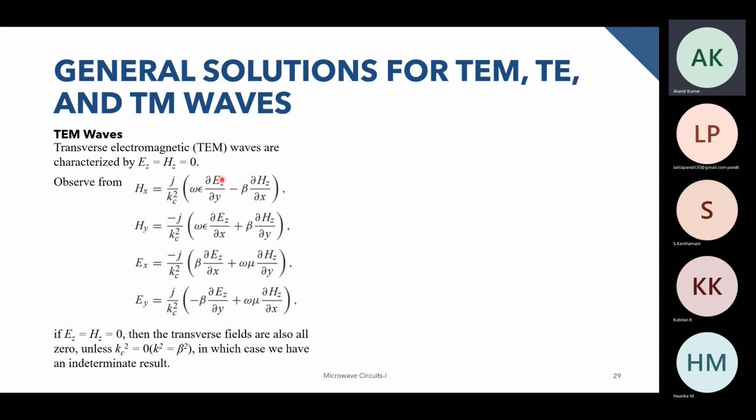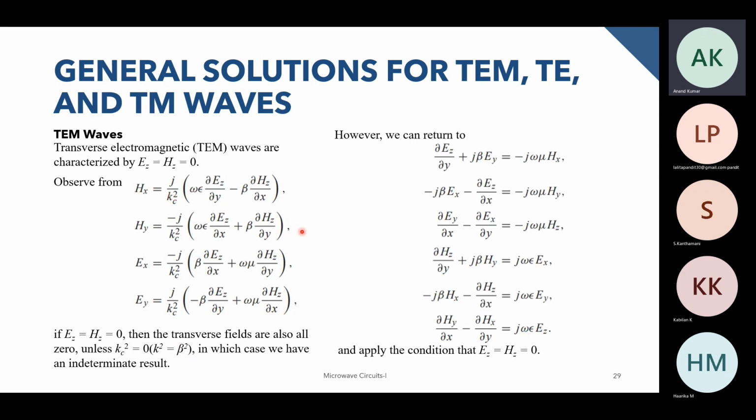So what we do is return to these six equations and apply the condition Ez and Hz equal to zero. Over here, we'll substitute the values. Okay, I'll leave it hanging here. In the next class, we'll substitute these values into these expressions and find the expressions for electric fields and magnetic fields and the solutions for TEM waves.